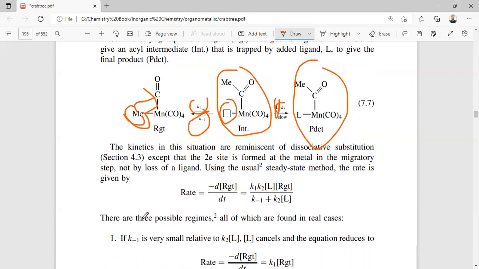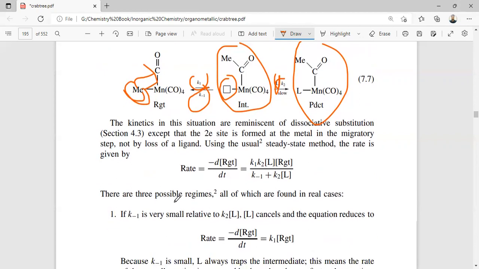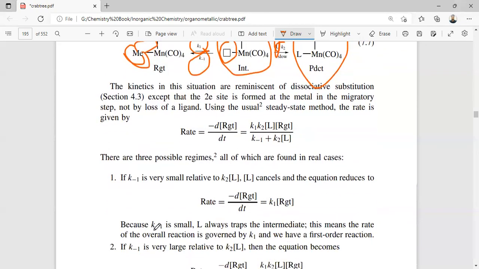So there are three regimes, all of which are found in real cases. The rate depends on whether k-1 is very small relative to k2[L]. If k-1 is very small relative to k2[L], then k2[L] cancels, L cancels, and the equation reduces to rate equals k1[reagent]. Because k-1 is very small, L always traps the intermediate. That means the rate of the overall reaction is governed by k1, and we have a first order reaction.